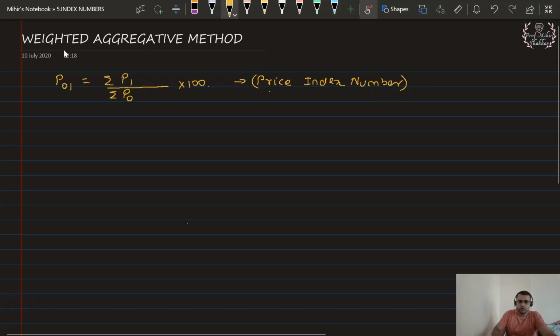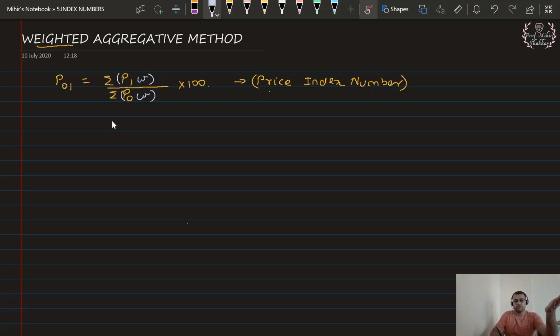Now, when you are talking for the weighted index number, a small change in this formula will convert it into a new formula which can be applied for the weighted aggregative method. We just have to multiply this with the weights P1W and P0W. So that becomes the weighted aggregative formula. For simple aggregative, it is without the weights. For weighted aggregative, it is along with the weights. Now, a simple idea that you have to remember, the weights are generally the quantities.